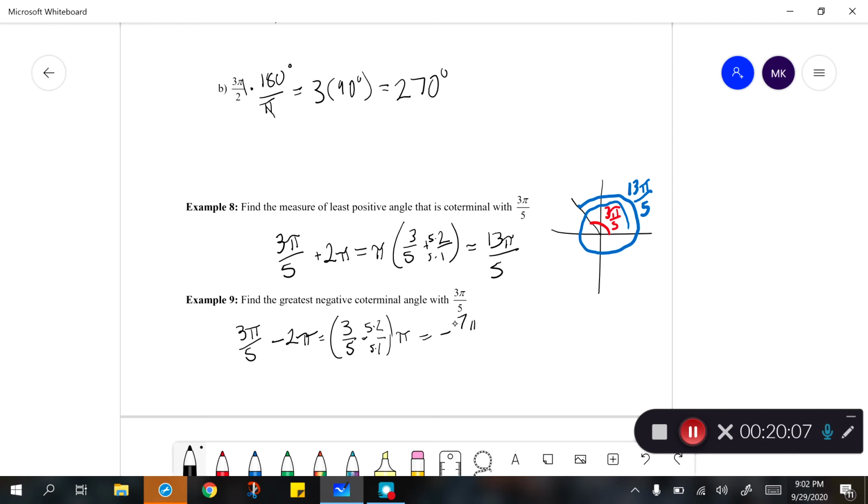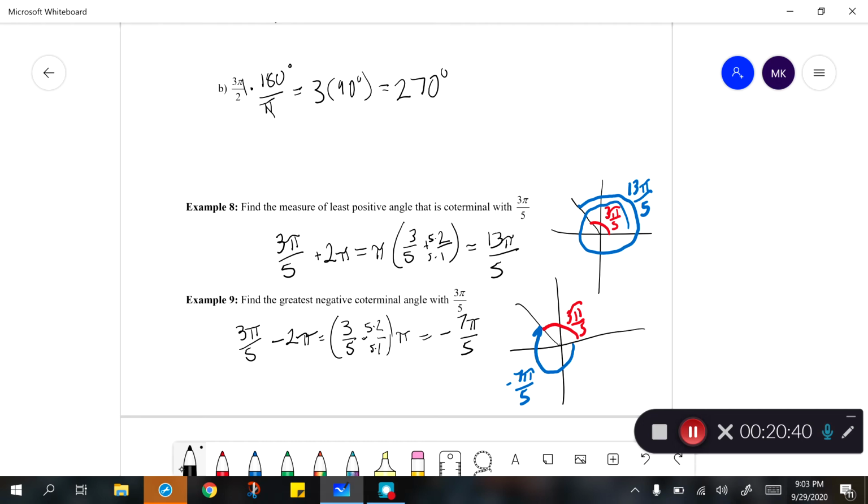Negative 7 pi over 5. So if we look at an example of that, this right here is our 3 pi over 5. This is negative 7 pi over 5. See how this is kind of working out? We're making some progress, making some sense out of some of this, hopefully.